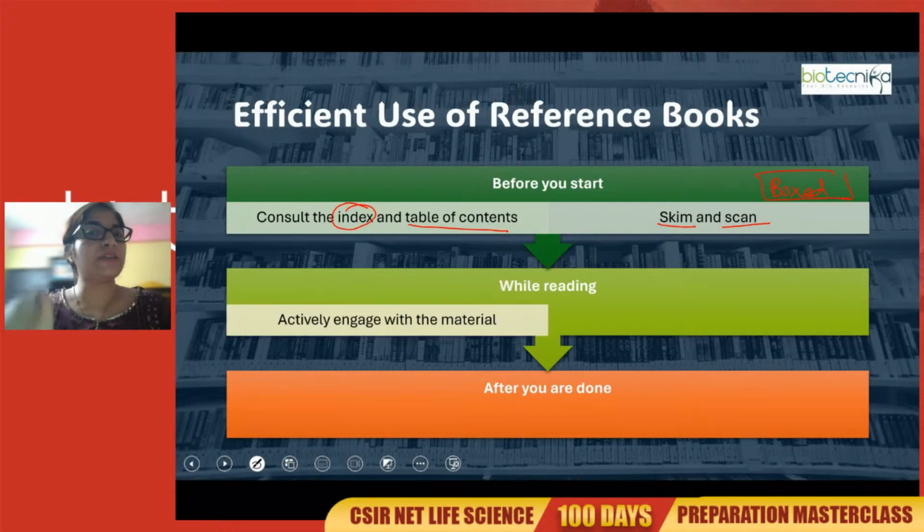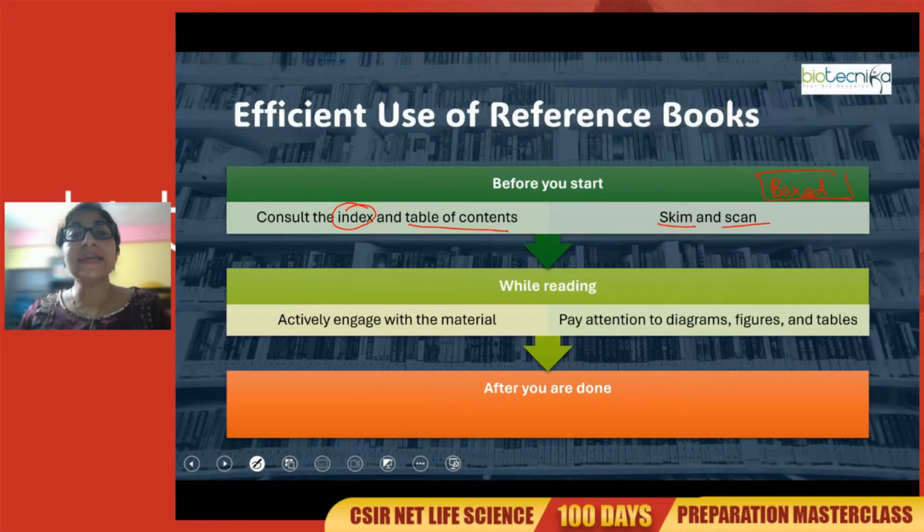Now while reading the book, don't just read the words, actively engage with the material, understand it, and try to link it with the other concepts that you know. Because ultimately you are reading biology, you are studying life science. Everything is linked. So try to link the topics so that you get a better view of the larger picture.